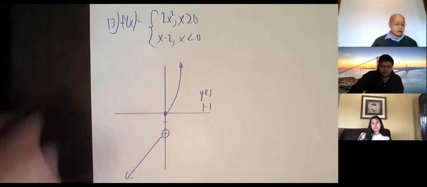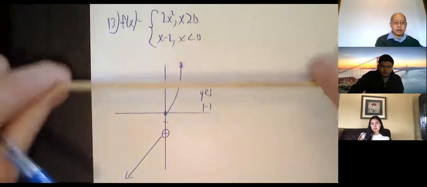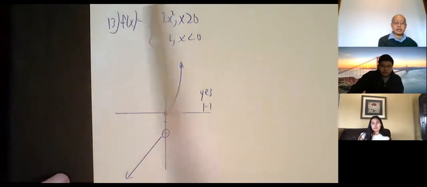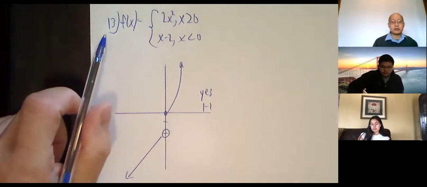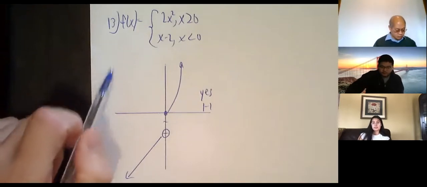So I graph it. And now take a look. Oh yeah, it does pass the horizontal line test. And yes, it still passes the vertical line test. Once you see f of x or g of x or anything like that, you know it's a function. It's a function period. But now is it a 1-to-1 function also?